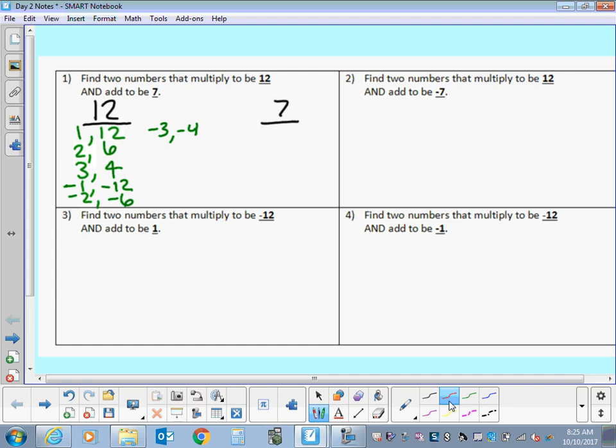Alright, so those are all the numbers that multiply to be 12. I'm going to cross out anything that does not add to be positive 7. What about 1 and 12? Nope. 2 and 6? 3 and 4? That works. Negative 1, negative 12, that won't work, and that adds to be negative 7. So the two factors that work here are positive 3 and positive 4. This part is very important for tonight.